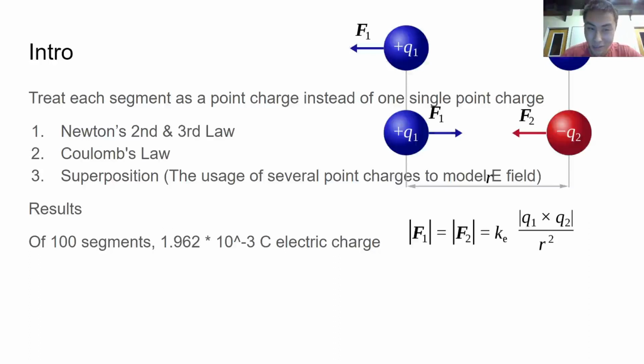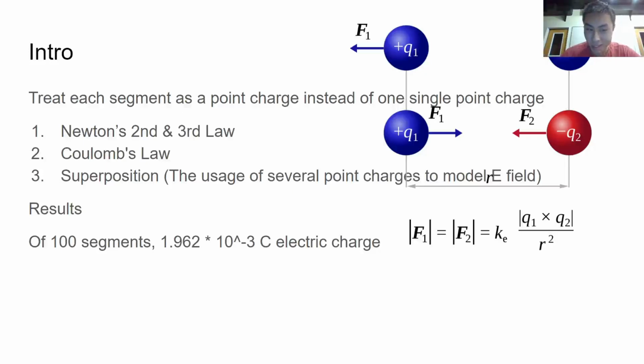So again, just to reiterate, we're treating this long piece of tape as several little segments instead of one single point charge in the center locus of that tape. Now, we're going to assume the following things: Newton's second and third laws for things like gravity, Coulomb's law for calculating the charge on an electron, and superposition, which is the usage of several point charges to model an E field.